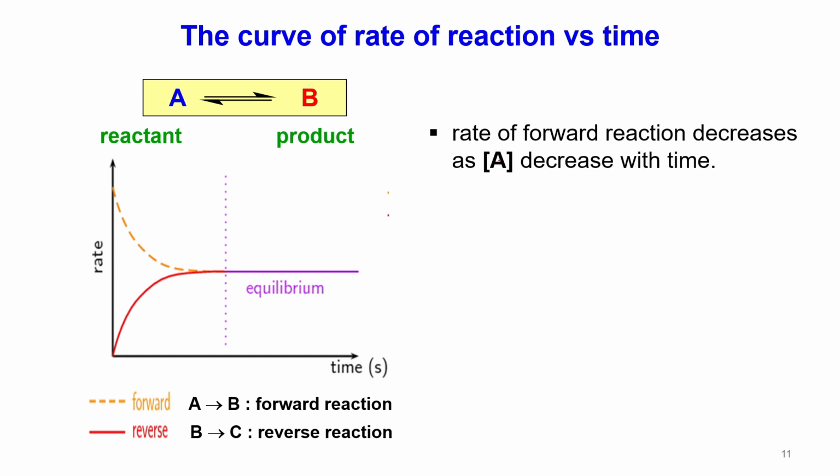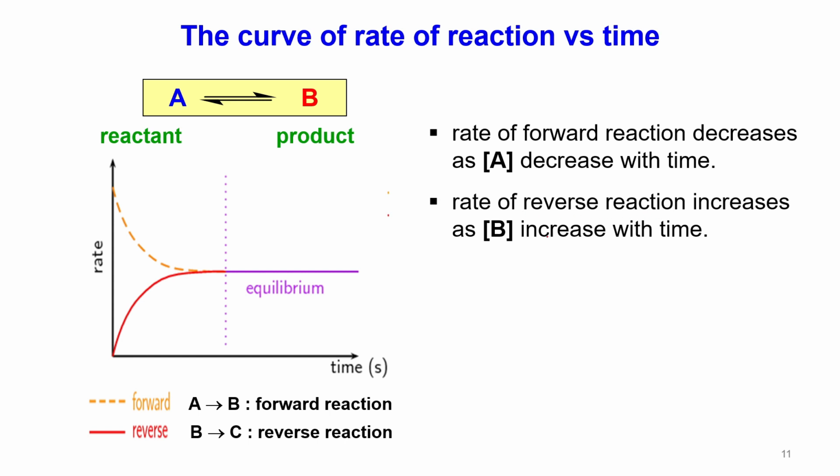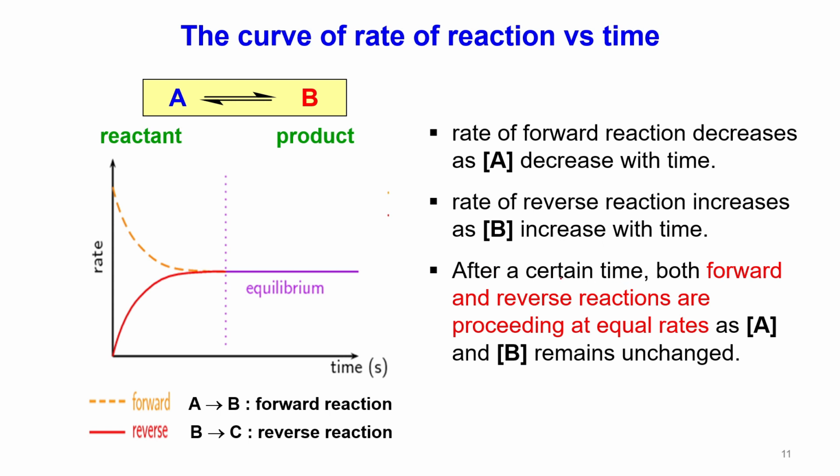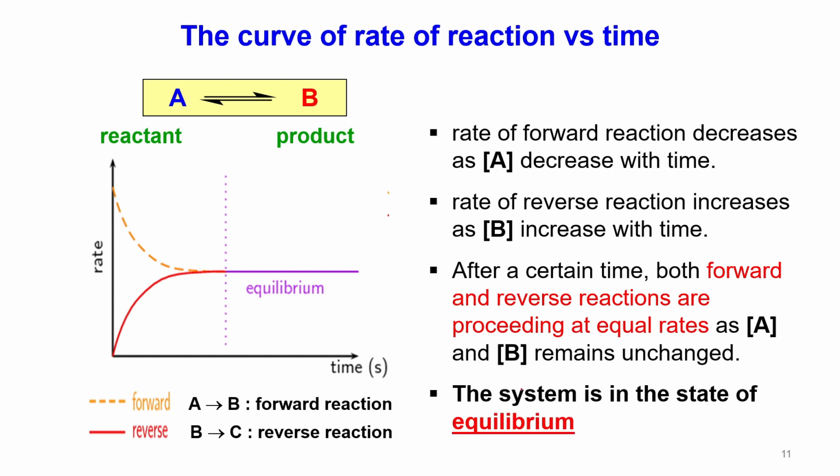equilibrium. So rate of forward decrease as concentration A decrease with time, and then rate of reverse increase as the concentration B increase with time. So after a certain time, okay, both forward and reverse reaction are proceeding at equal rate. Okay, dia akan berlaku pada kadar yang sama, ke hadapan dan ke belakang, as concentration A and concentration B remains unchanged. Okay, concentration A dan B tidak berubah. So the system is in the state of equilibrium. Okay, sistem berada dalam keseimbangan.